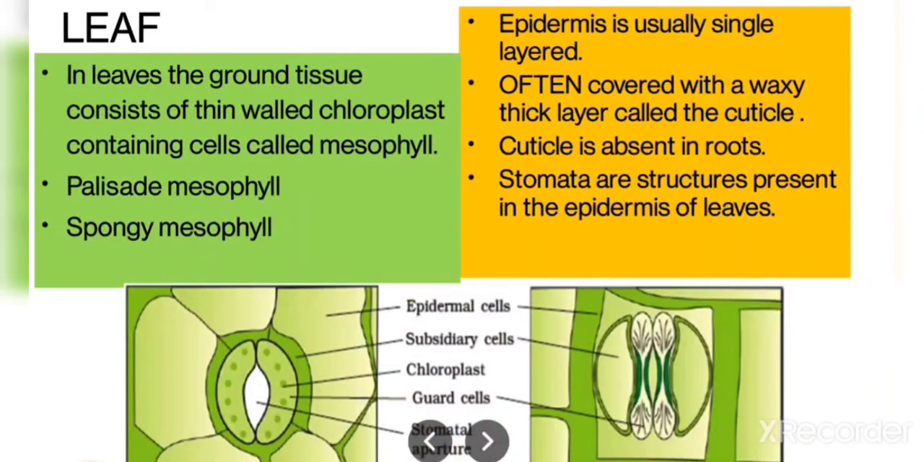So, in the ground tissue system, first of all, we will be discussing the ground tissue system of a leaf. Well, students, in case of leaf, we do not have a cortex. The ground tissue system is called mesophyll in the leaves. That means something that is present between the upper and the lower epidermis.